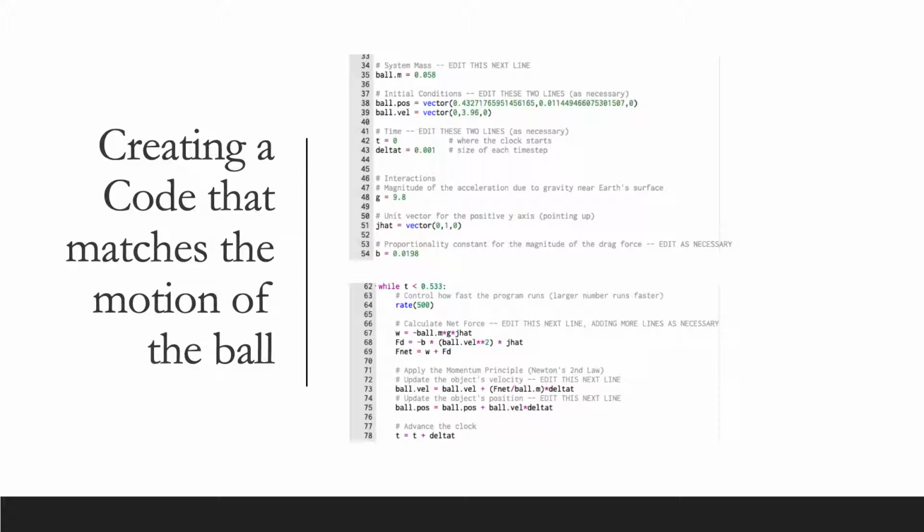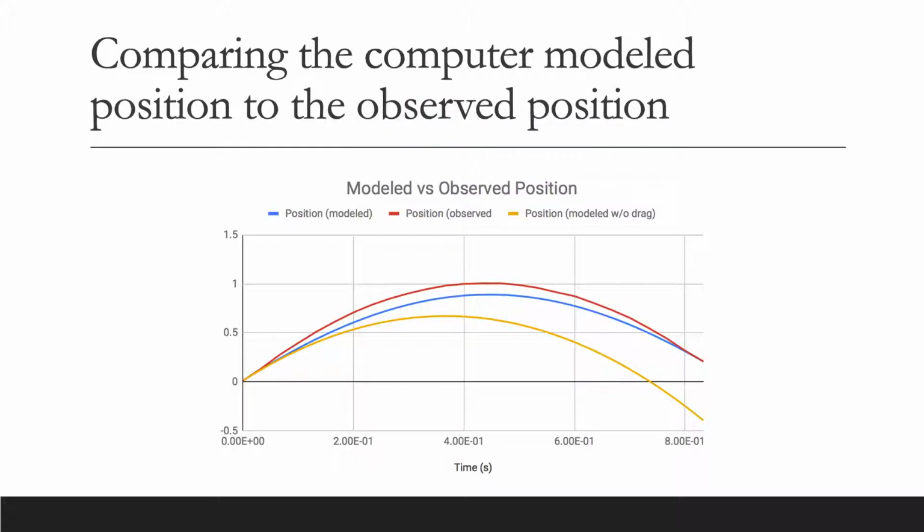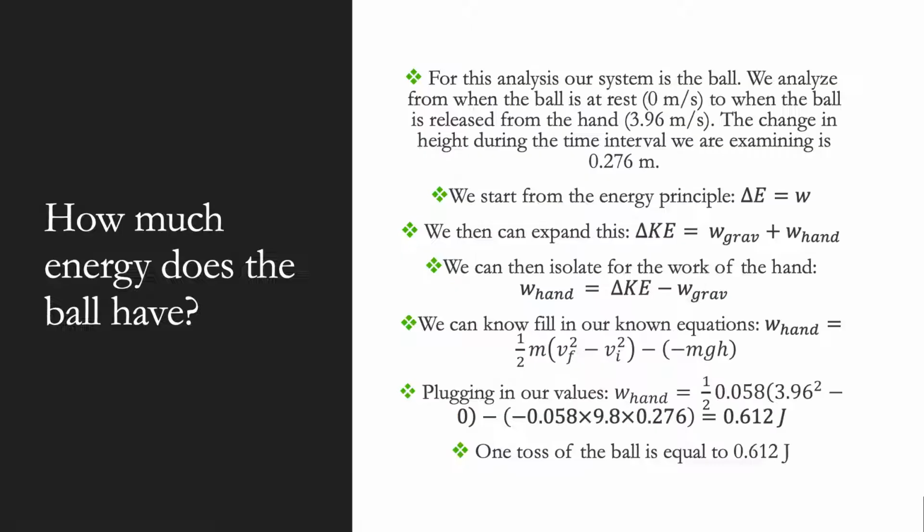I then added the weight force and drag force to equal net force. I then used Newton's second law to update the ball's velocity and position in lines 73 and 75, and in line 78 I updated the time. I then compared the computer model to the observed position. The observed position in red is different from the modeled position, but as you can see, the modeled position that includes drag in blue is a much better prediction of the motion, so drag is important to this model.